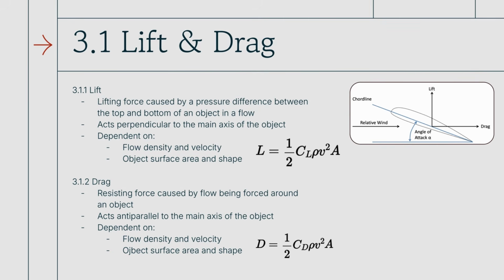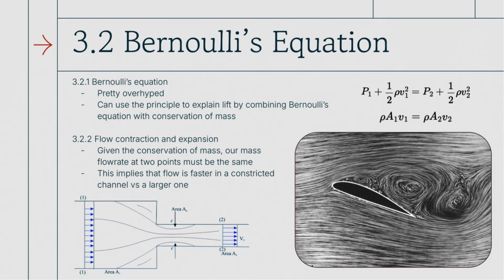And then similarly for drag, it's the same exact equation. We're just replacing the lift coefficient with the drag coefficient. Again, it's accounting for a bunch of different things. And drag obviously resists any kind of motion. It's there as a resisting force, and it's anti-parallel to the main axis. So yeah, any questions with that? Nope. All right. Bernoulli's equation. It's pretty overhyped, but I put it in here because people talk about it all the time.